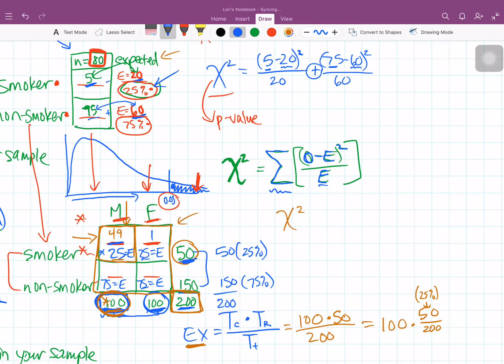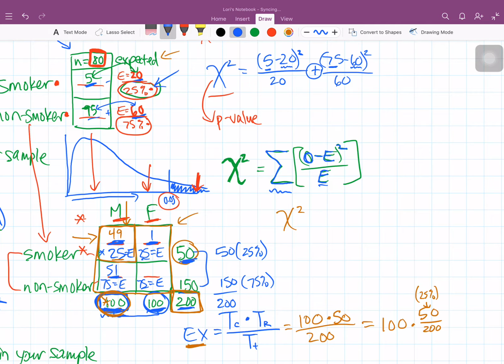In order for the male smokers and the female smokers to add up to 50, it has to be 49 plus 1. So I couldn't choose this one. It was sort of already decided. Similarly, this row down here is going to be 51 because I know my total for that column is 100, so 49 plus 51 is equal to 100.